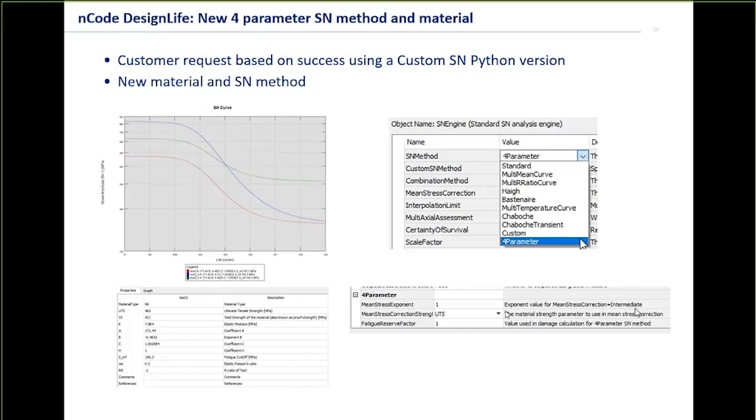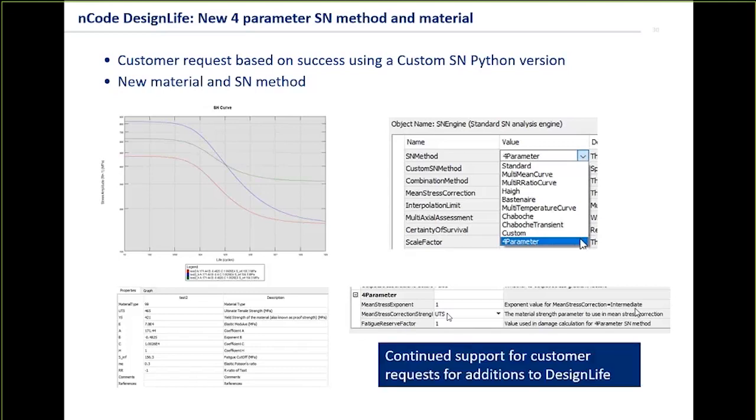You can switch between UTS and yield as the controlling factor in the mean stress correction method. And you can also add a mean stress exponent that gives you an intermediate method between the Goodman and Gerber, which are the two main methods, so your mean stress correction can be factored slightly to fit between those two methods. So it's a brand new SN method with a new material. That's part of our continued support for customer requests as additions to DesignLife, so one of the things we've added based on a direct request from customers.